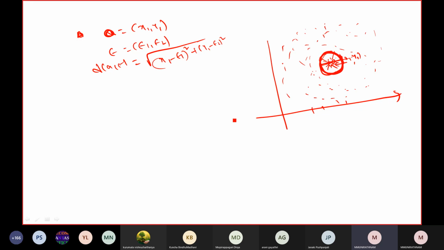It is a circle in this case. If we square this, what happens? (x1 minus epsilon1) whole square plus (y1 minus epsilon2) whole square equals some r square, like that. Okay, write down that will be the neighborhood of a point in a plane, NBD of A in a plane.